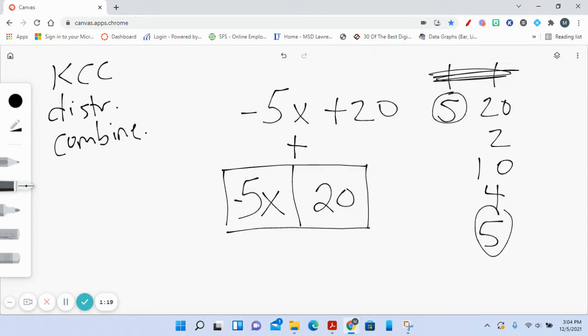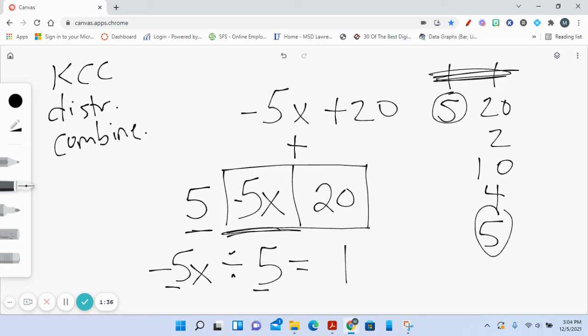So we're going to go ahead and pull our 5 out. So then this becomes division. We take our first answer here and we divide it by our factor on the outside by 5. So we have 5 divided by 5 gives us 1. We keep our x, and we have a negative divided by a positive, so that's going to give us a negative 1x, or we could write that as negative x.